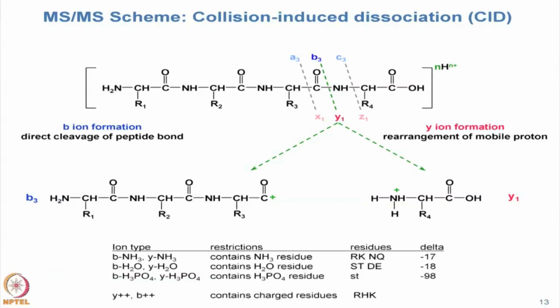You can also break bonds that are in the side chains of the amino acids, and in particular, you can lose water and ammonia depending upon having these particular amino acids in those side chains. If you have a phosphorylated residue, you can lose 98 from the side chain of serine and threonine. Again, if you start out with a triply charged or doubly charged peptide, the fragments can have multiple charges on them.